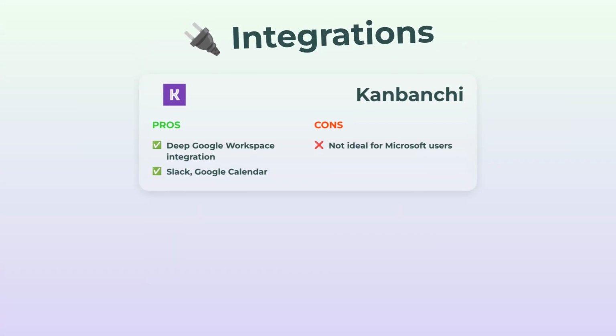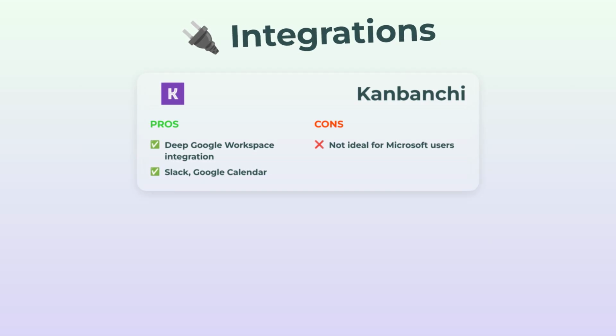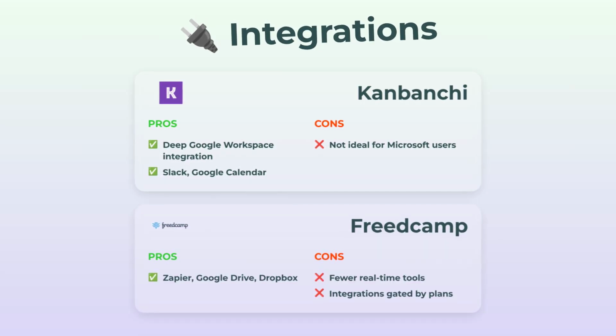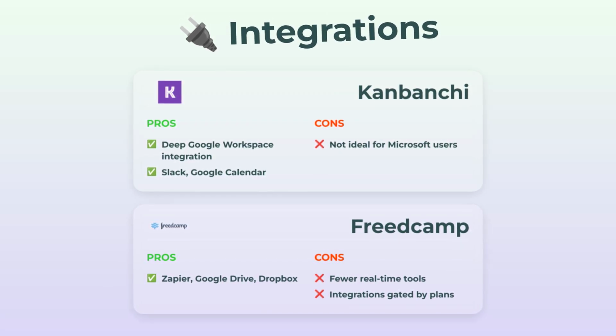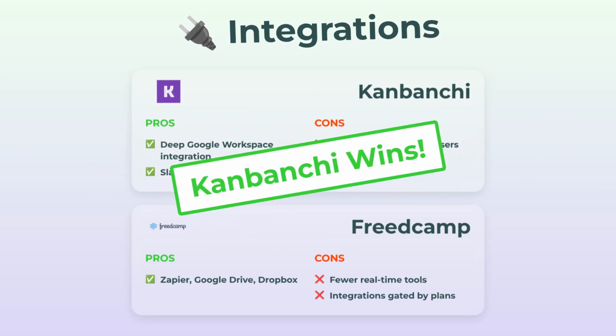Now, integrations. Kanbanchi literally lives for Google Workspace. It's got deep connections with Google Drive, Calendar, even Slack. So if you're on Google everything, it just feels seamless. If you're not, meh, probably less ideal. Freecamp covers more ground with things like Zapier, Dropbox, Google Drive, but honestly, you don't get the same real-time vibe, and some integrations are only on the higher plans. This round goes to Kanbanchi. Just such a smooth fit if you're a Google household.